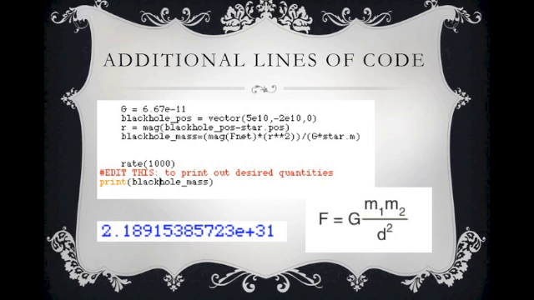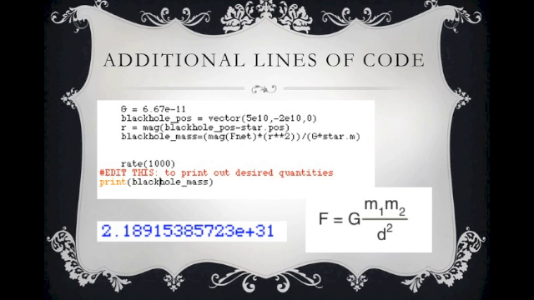We used Newton's law of universal gravitation shown in the lower right. F equals G times mass 1 times mass 2 divided by the distance squared, or magnitude of r squared. So, inside the largest final while loop, I placed an additional few lines of code. G just stands for the gravitational constant, which is 6.67e-11.